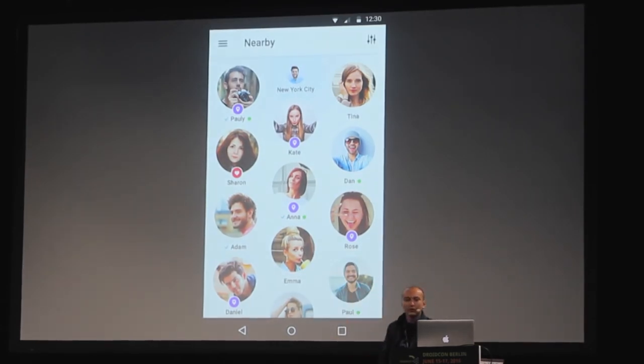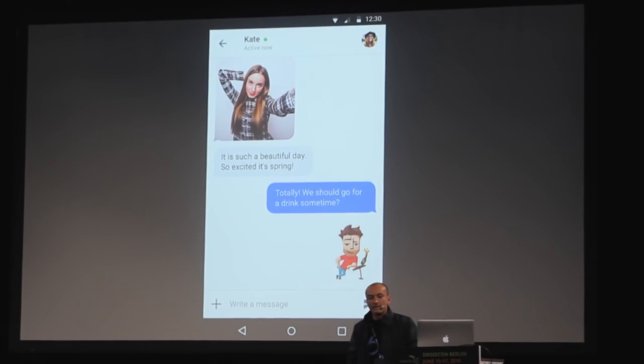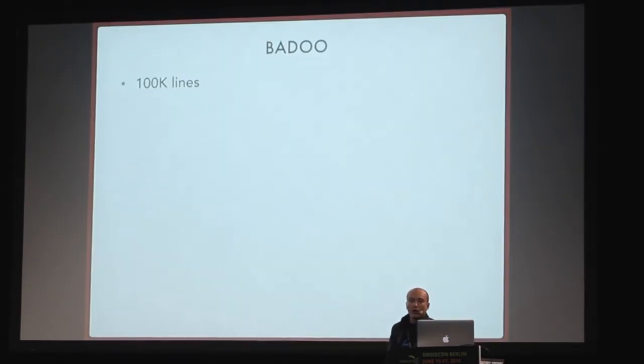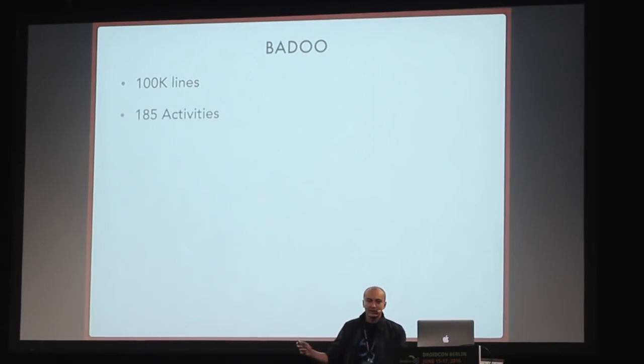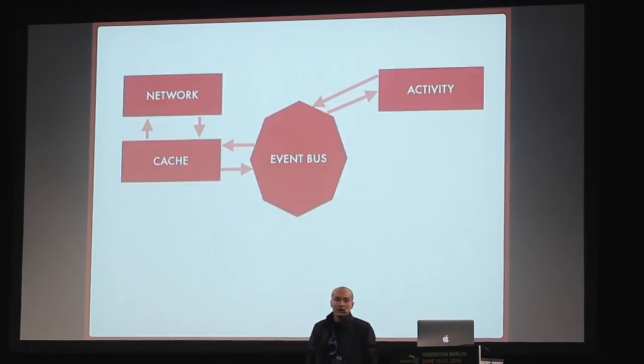So you can know what kind of screens we have. This is people around you. You can see the profile of a person, or you can chat to the person. In general, in Badoo, we have 100,000 lines of code, more or less, 185 activities, 23 services, 4 white labels, and we have 4 applications.